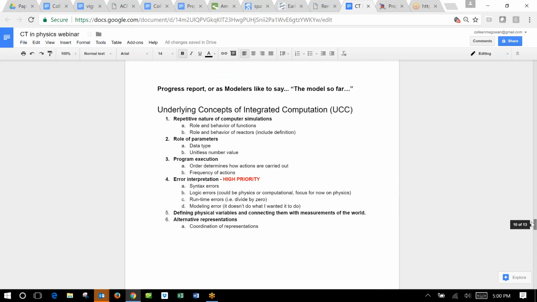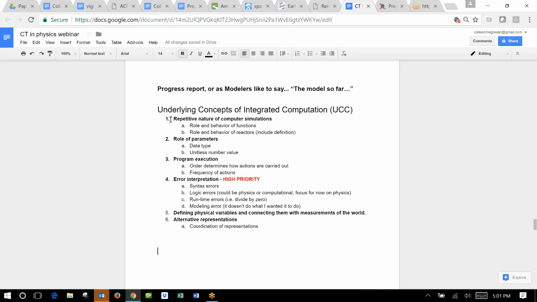It's 5 o'clock. Shoot. I'm just going to very quickly show you what the team of developers last year decided were the underlying concepts of integrating computation into physics. These are the things that we're focusing on as the computational concepts. They also point at when it's a good idea to have a coding assignment for students. If something repetitive is going on, that's a good place to do it.